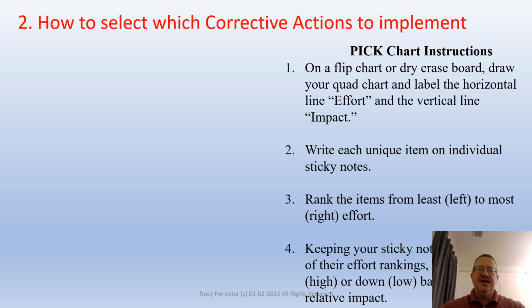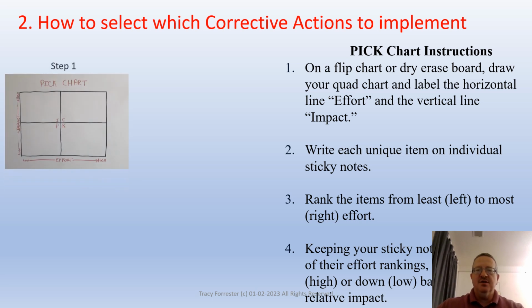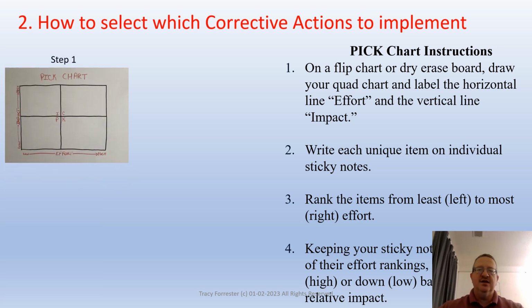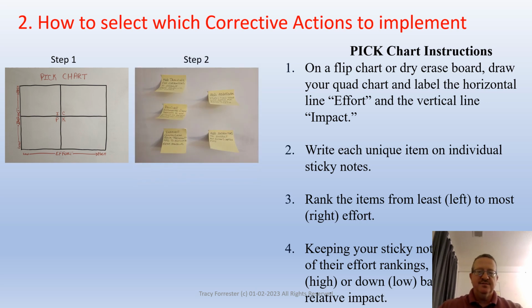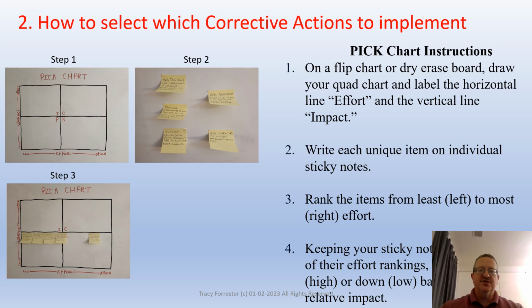And for instructions on how to create and use the PICK chart, for step 1, on a flip chart or dry erase board, go ahead and draw a quad chart and label the horizontal line effort and the vertical line impact. And you want the high effort to be from left to right and the high impact to be from down to up. And for step 2, write each unique item on individual sticky notes. And take the individual sticky notes and arrange them from left to right or from least effort to most effort across the horizontal center line of the quad chart.